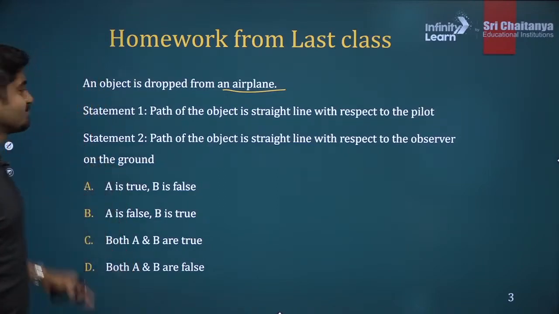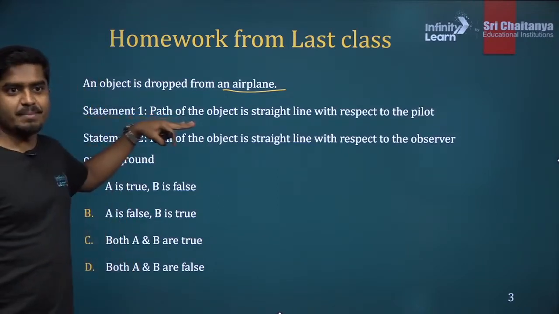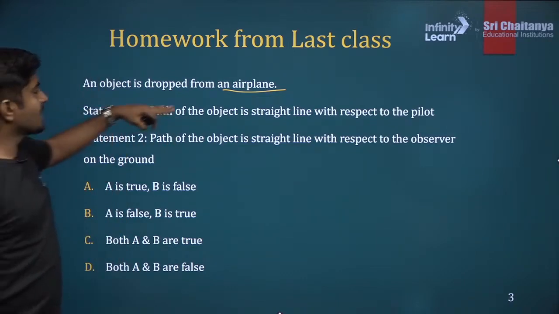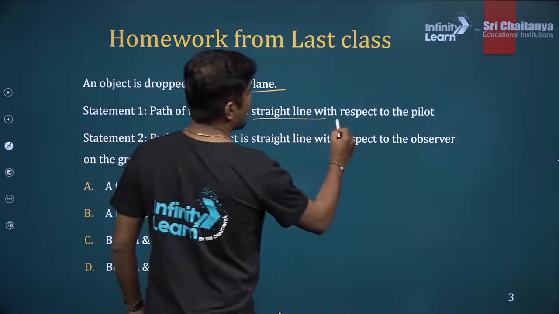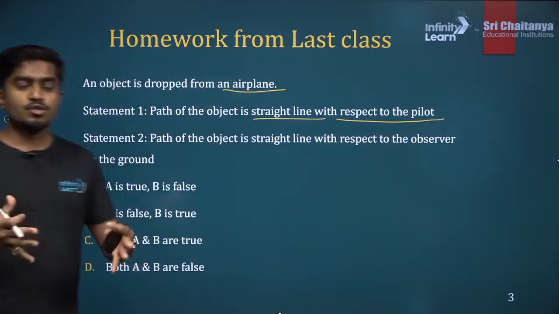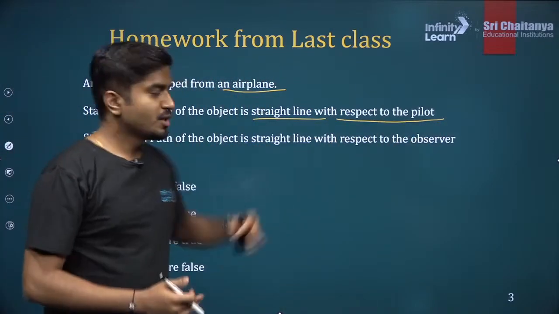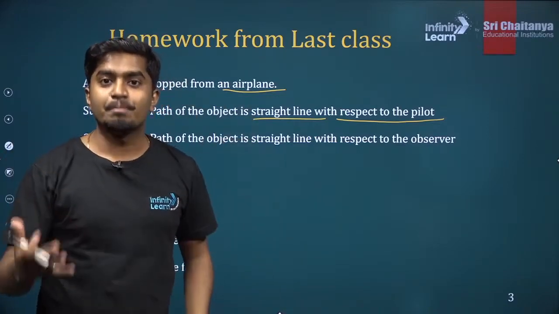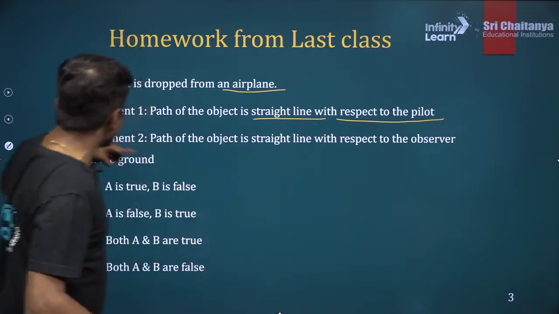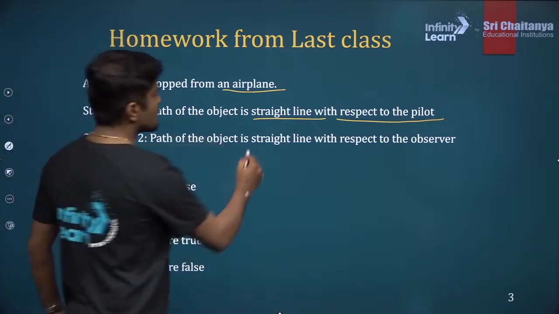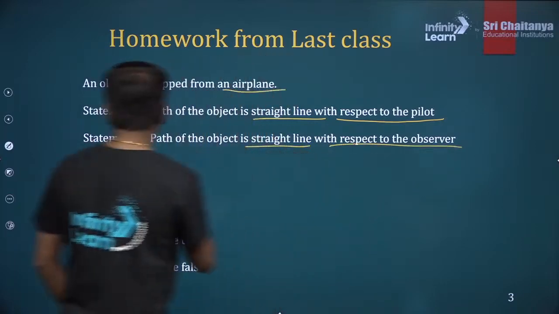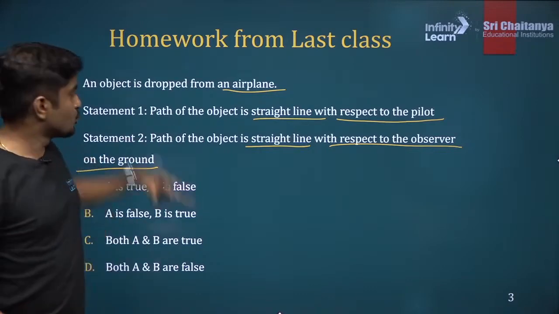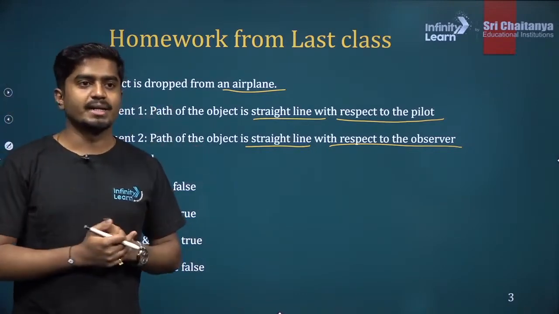Now the first statement: path of the object is a straight line with respect to the pilot. So when the object was dropped from the aeroplane, the pilot will see that the path of that packet is a straight line. And statement 2: path of the object is a straight line with respect to the observer on the ground. So which of the two is the correct statement, or are both of them correct?